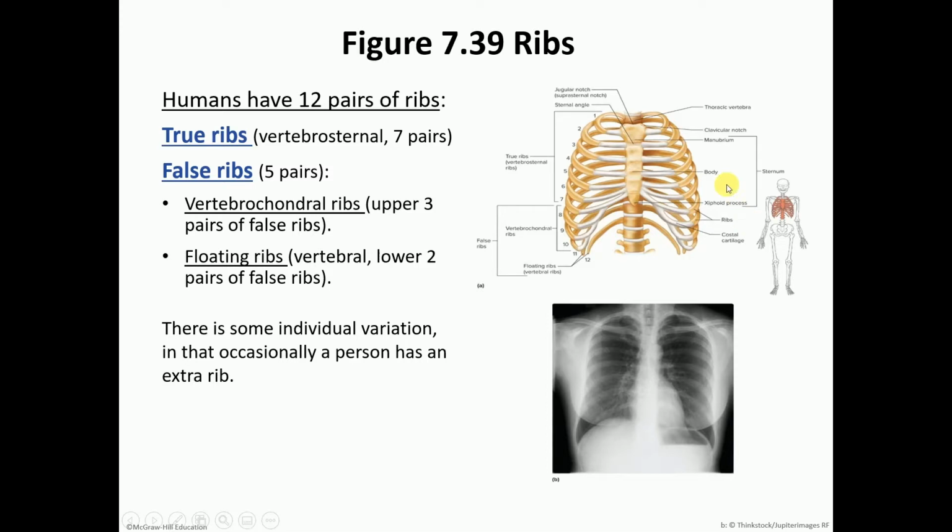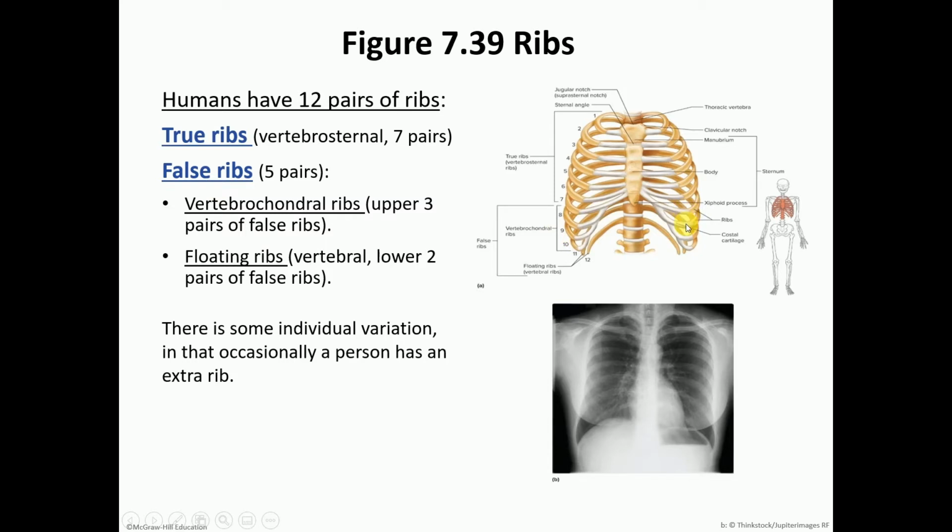If you take a look at the ribs, we have 12 pairs of ribs, so 12 on each side. The first 7 from top to bottom are known as true ribs, where each rib is connected to the sternum with its own cartilage, and that cartilage is known as a costal cartilage. The remaining 5 are known as false ribs.